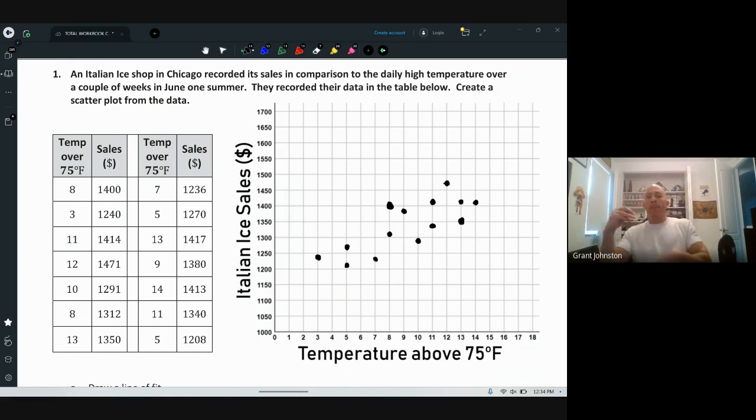Whew, okay. That's not always the most fun, just plotting points. Okay, but we have our scatter plot. Just a bunch of dots scatterly plotted on the graph. Okay, so we have our scatter plot.